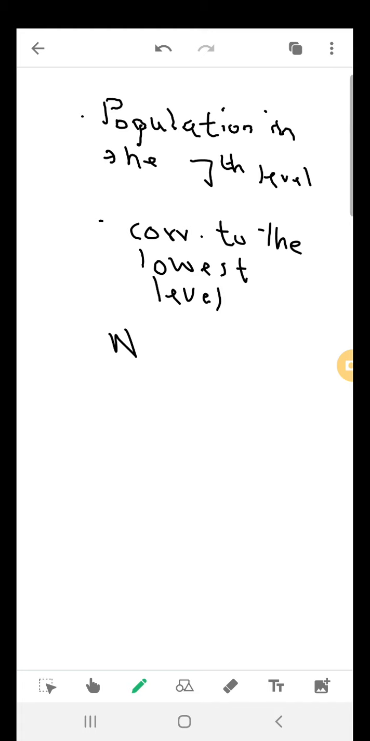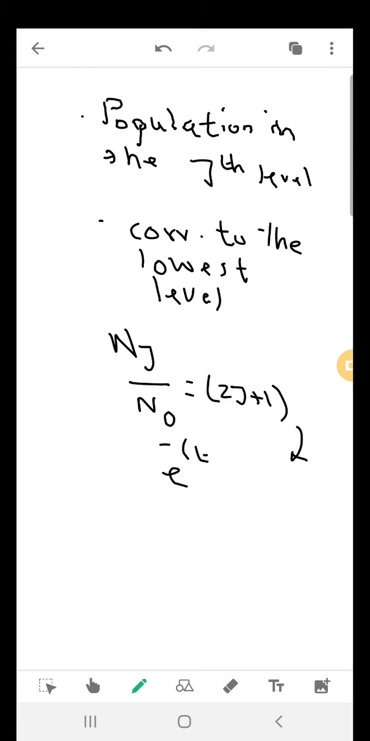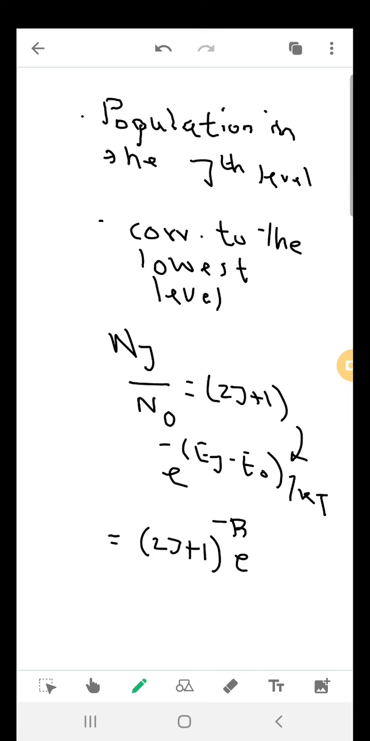The population Nj by the population in the lowest level is equal to 2J plus 1 times exponential of minus Ej minus E0 by kT, and it is also equal to 2J plus 1 times exponential of minus BJ(J plus 1) ch by kT. Now, this is all about Fourier rotational spectra.